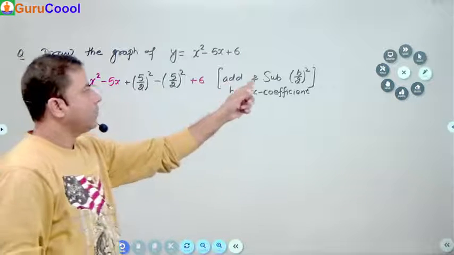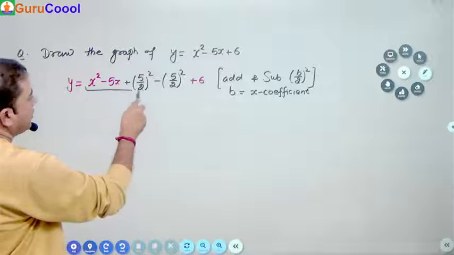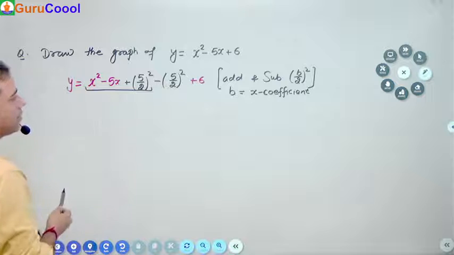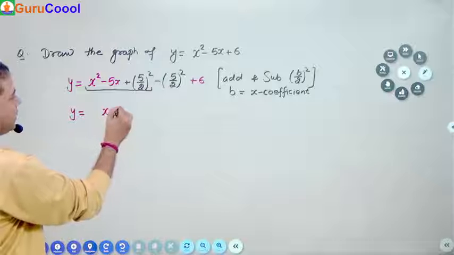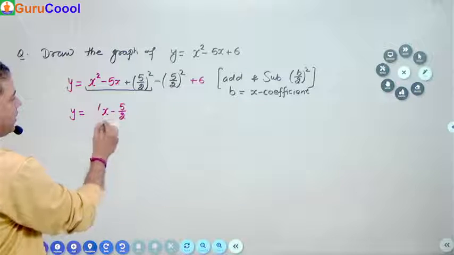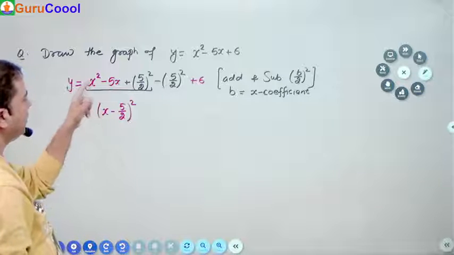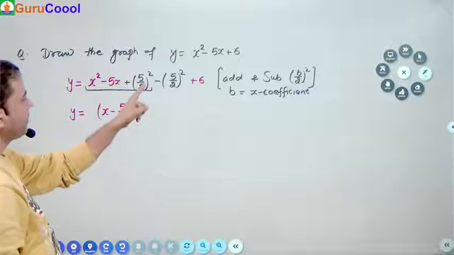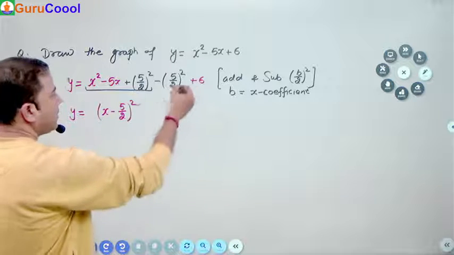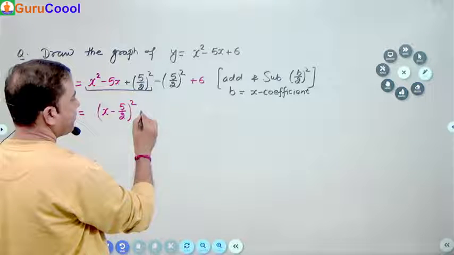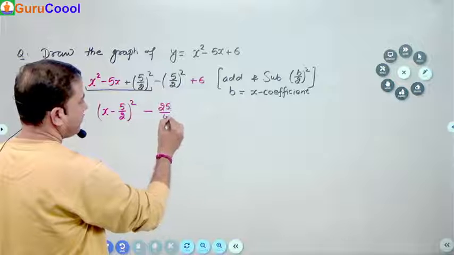So when you add and subtract b by 2 whole square, automatically you notice the first three terms make a perfect square. It becomes x minus 5 by 2 whole square, a minus b whole square. Cross check: a square, b square, minus 2ab. Now let us simplify the remaining terms. It's minus 25 by 4 plus 6.